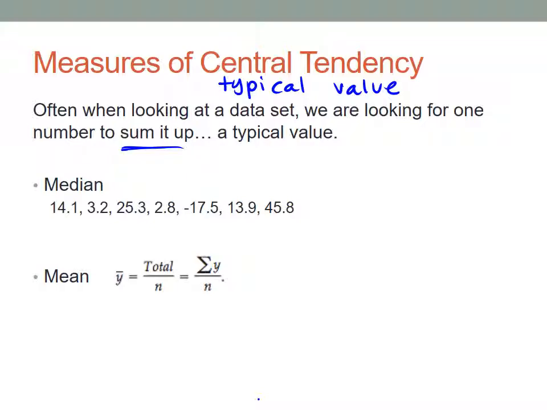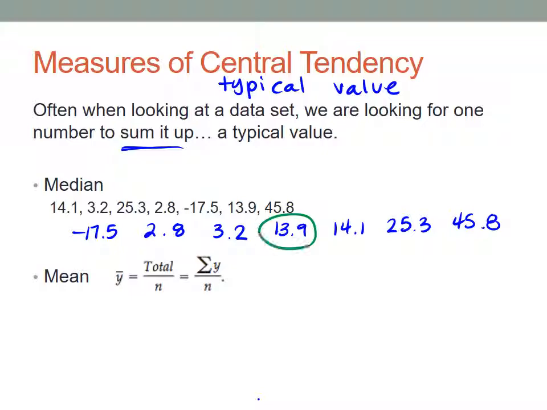What we normally do first is organize the values in some order that makes sense. So in this case, I'll just write them real quick. Negative 17.5 is the lowest, and then it goes to 2.8, 3.2, 13.9, 14.1, 25.3, and 45.8. Hopefully I didn't leave any out there. And so when we're looking for our median, once all our values are lined up, we're basically just taking the value in the center, and that would be our median. That would be the middle value.